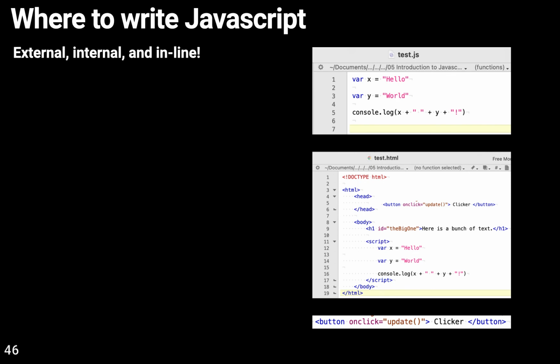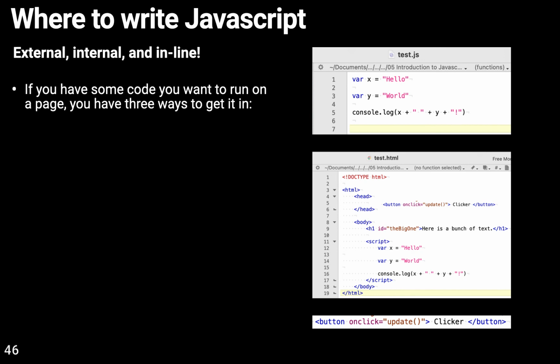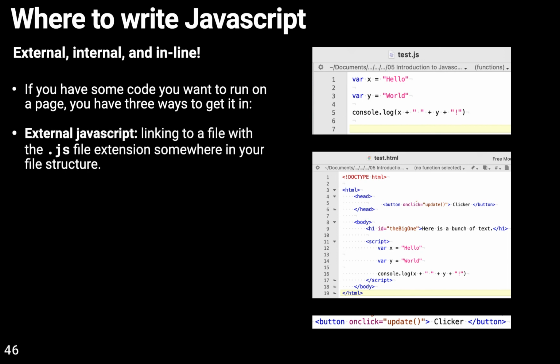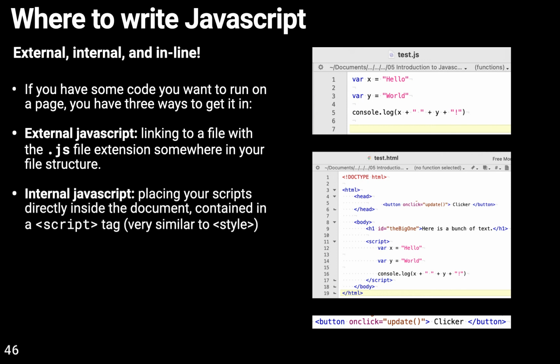Where do we write JavaScript? There are 3 places very similar to CSS. So you have some code you want to run on a page, and you have 3 ways to get it there. One is external JavaScript, so linking to a file with the .js file extension somewhere in the structure. Internal JavaScript, which is very similar to CSS, you can use the script tag and just put code in it, right?